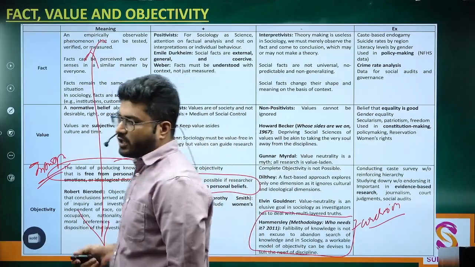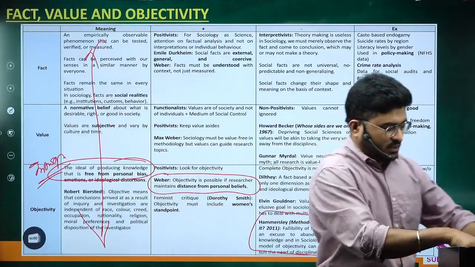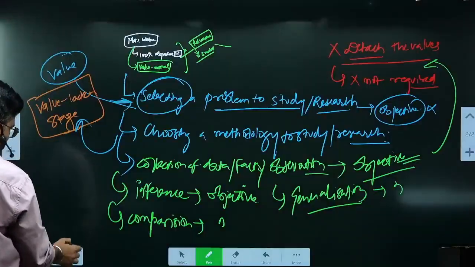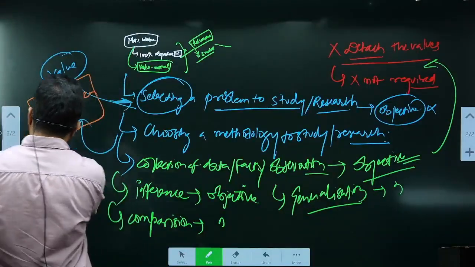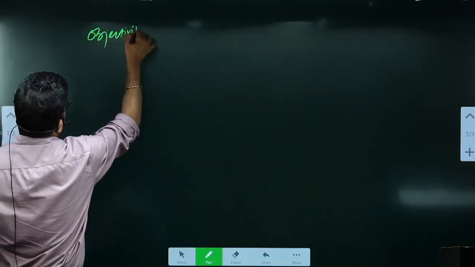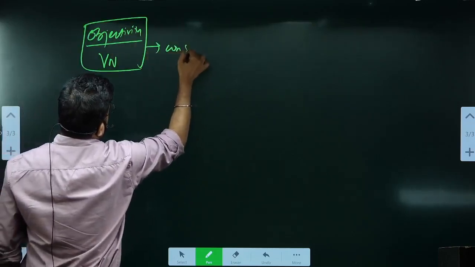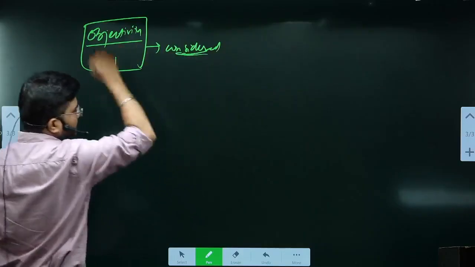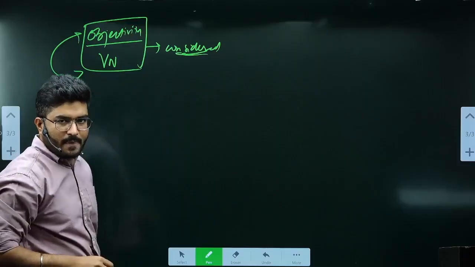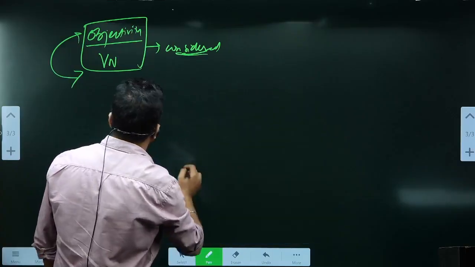We have talked about value neutrality also. Let me give a brief recap of it again. Basically, objectivity and value neutrality are considered the same. But as we have seen in PYQs, they have differentiated between objectivity and value neutrality. So there is a difference between both of these.